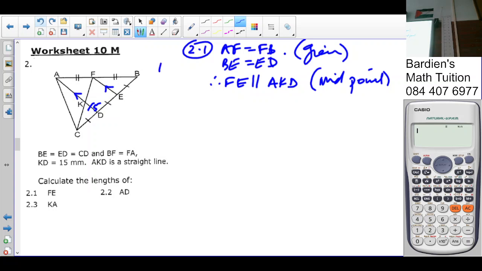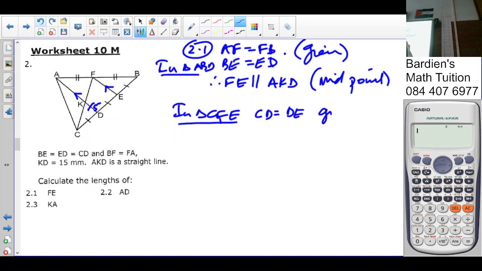Alright. Now, this was in triangle ABD. So let's work in the other triangle, in triangle CFE. What can we say? That CD is equal to DE. Why? That was given to us. Then we know that KD is parallel to FE. Where did we get that now from? Proven above.